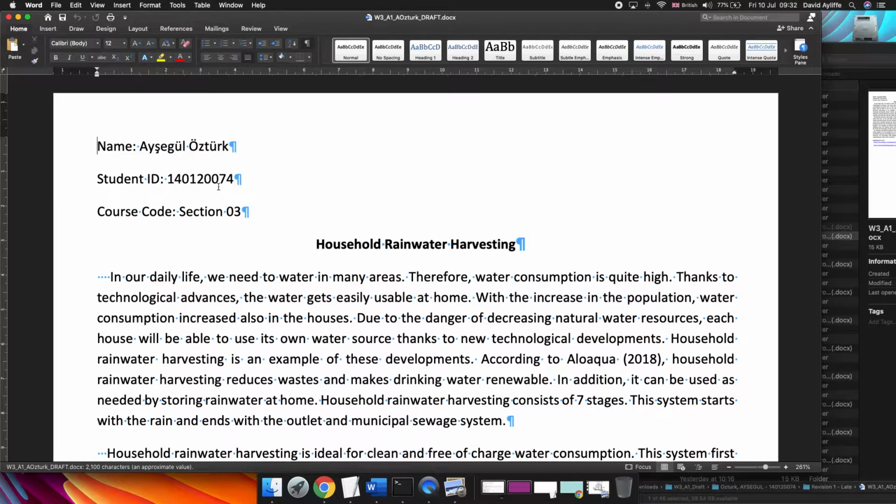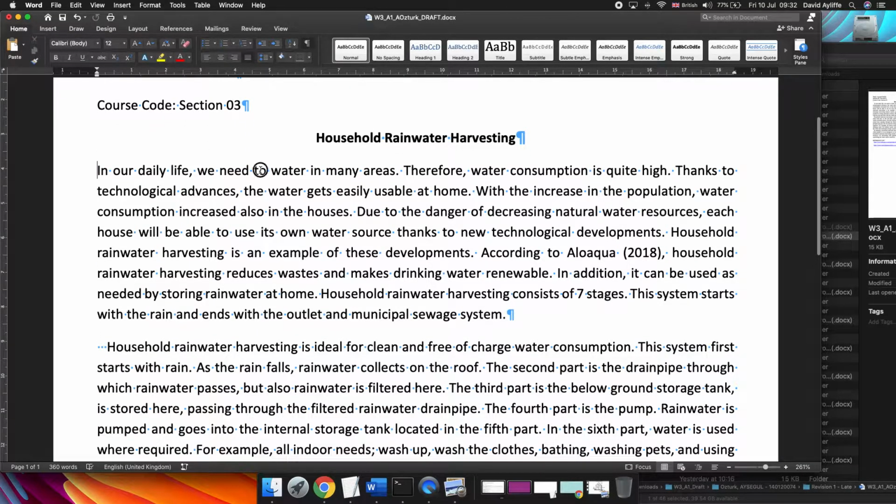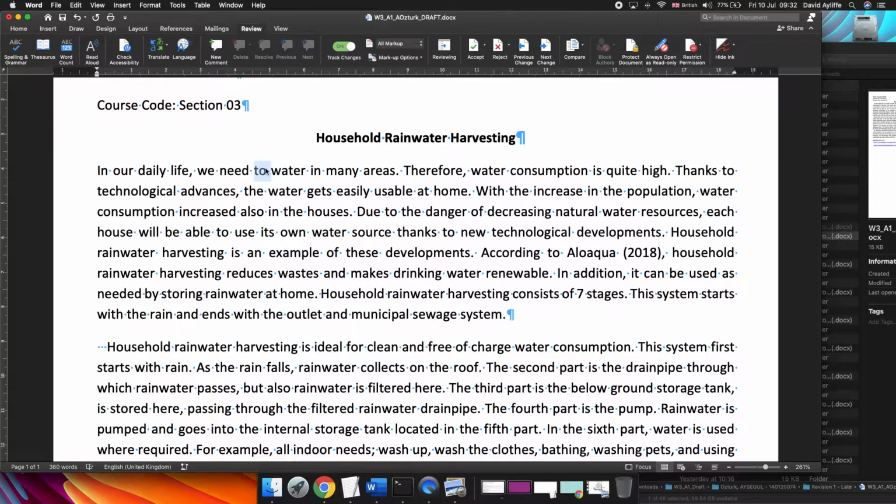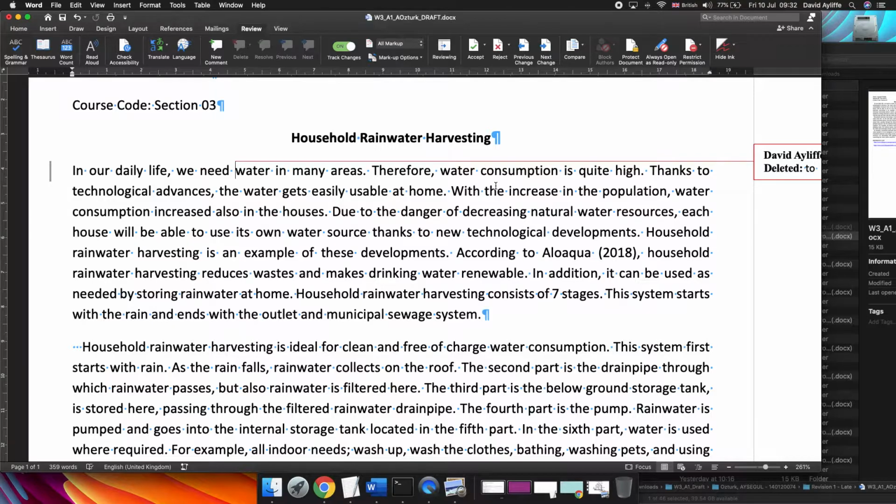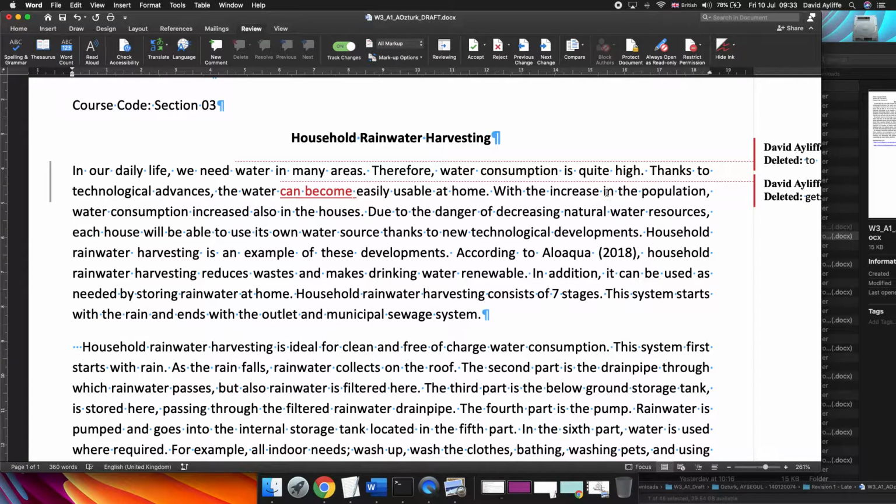Aishagul. In our daily life, we need water. We need water in many areas. Therefore, water consumption is quite high. Thanks to technological advances, the water can become easily usable at home. With the increase in the population, water consumption increased in the houses.